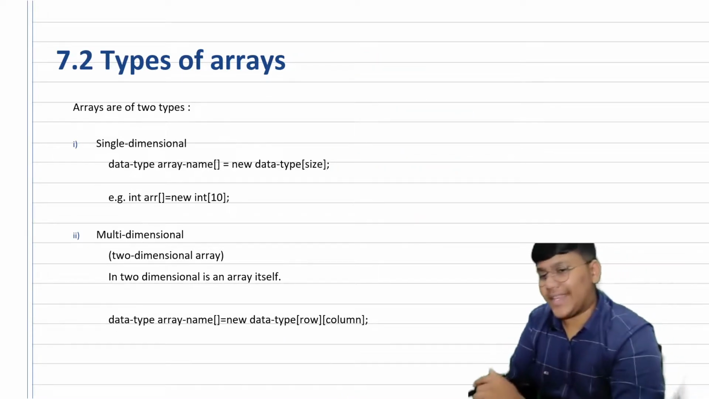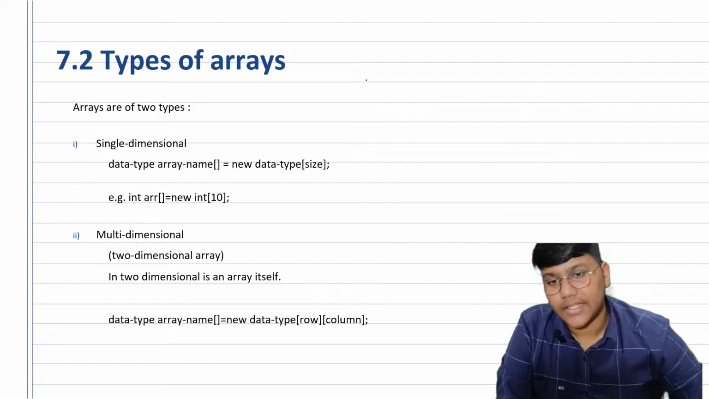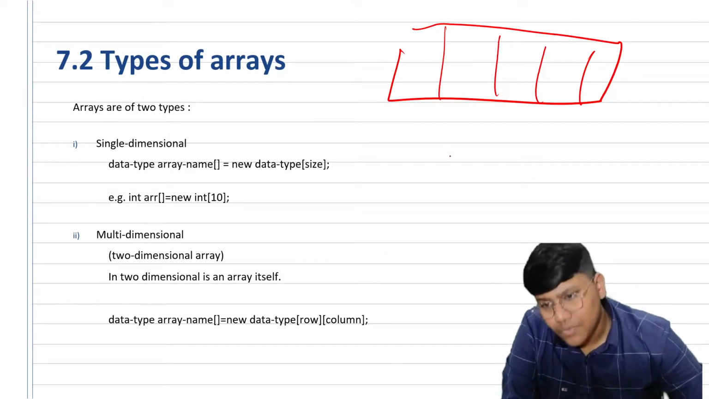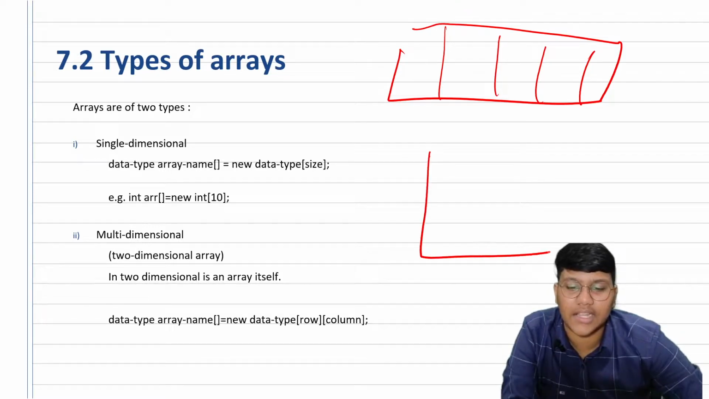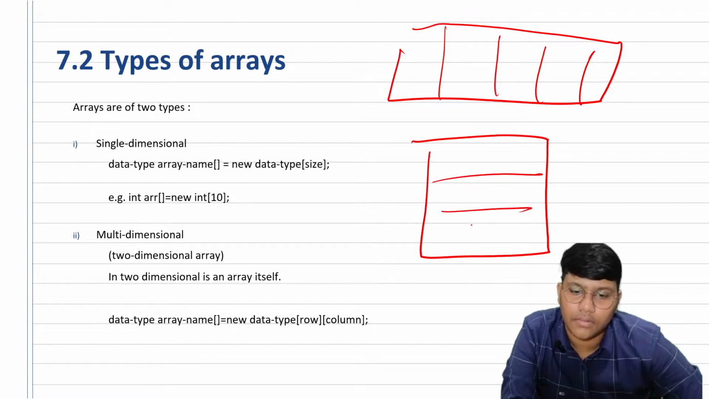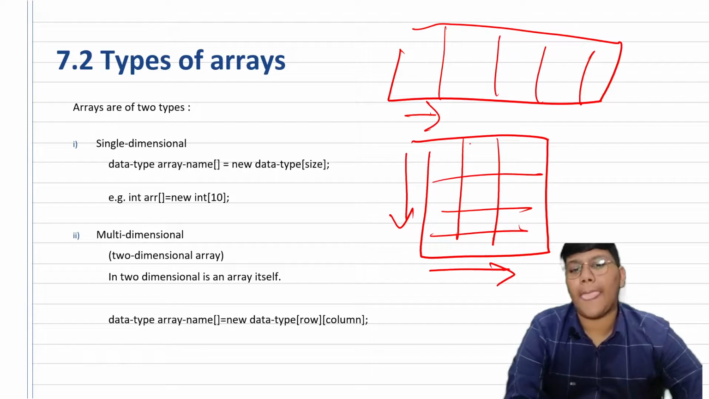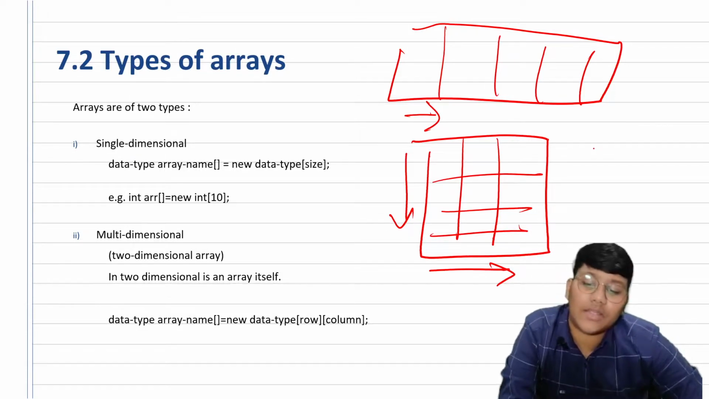Now types of arrays: single dimensional array, the arrays that store variables in this form. Multi-dimensional array, for example, 2-dimensional array. One dimension, 2 dimension. So this is a 2-dimensional array, and this is a 1-dimensional array.